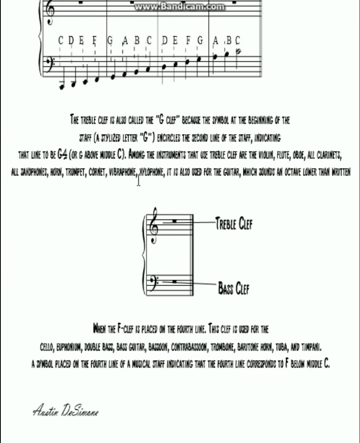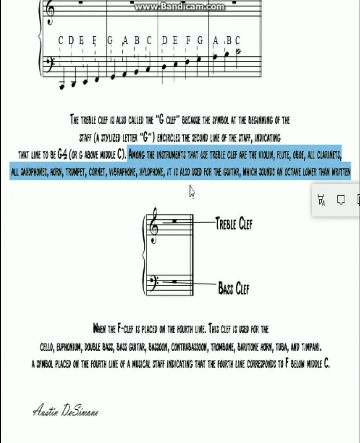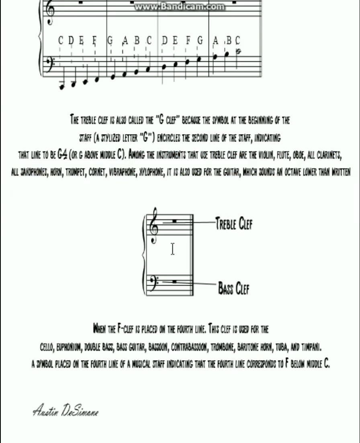Treble clef is also called the G clef because the symbol at the beginning of the staff is stylized as the letter G. It kind of looks like a G. And it is on the second line of the staff, indicating that that line is G4, the note above middle C. And then I go on listing all the instruments that use treble clef.